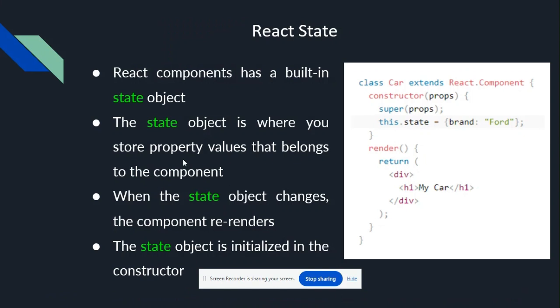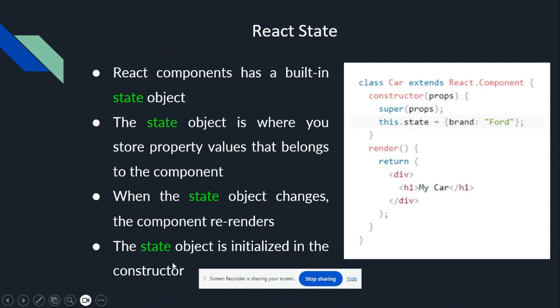So a state object property has been changed, maybe by clicking the button or by typing in the input field. So you want this change to be reflected promptly. So basically you use the state object.